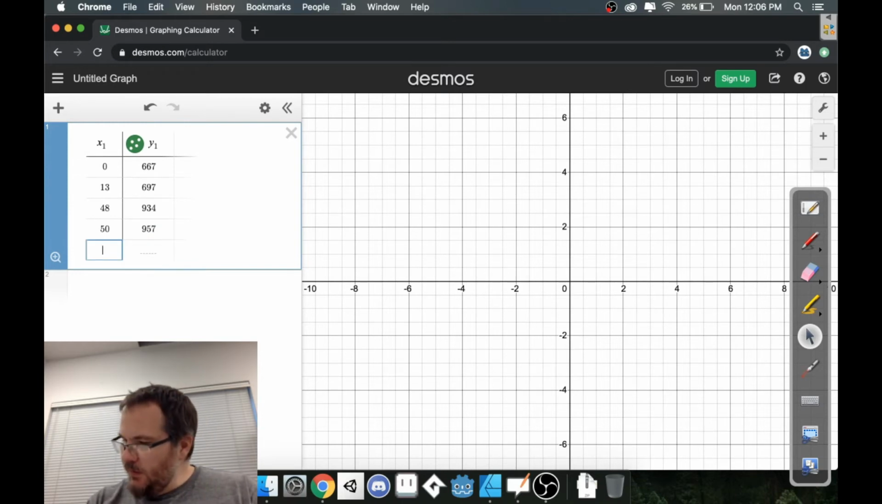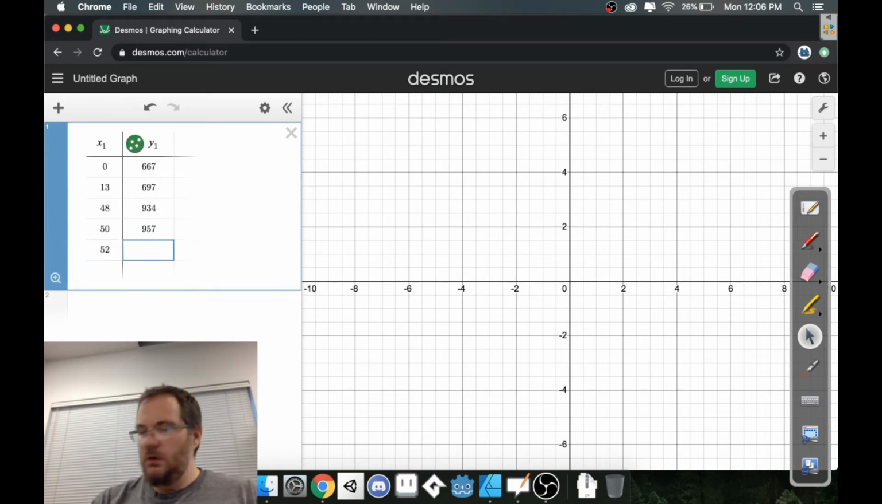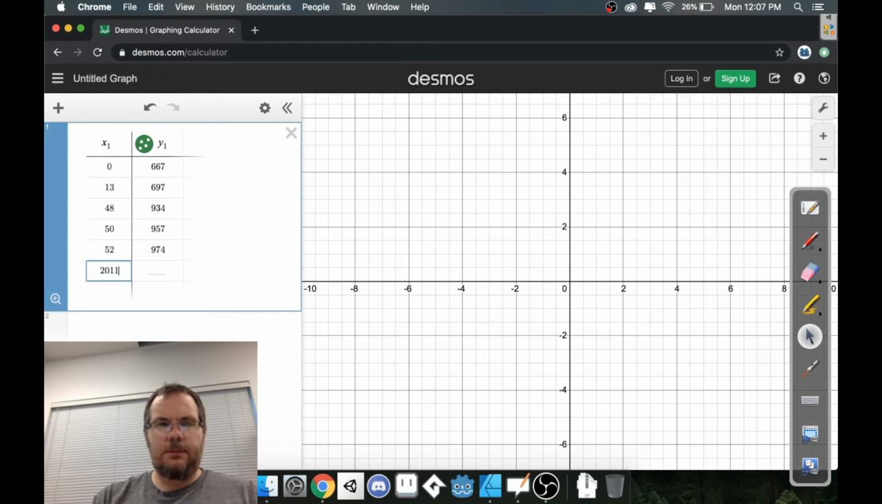Next I had 2009, which is 52 years. Yep, that's right. And I had a population of 974. Next I have 2011. And that had a population of 997. Next I have 2013.